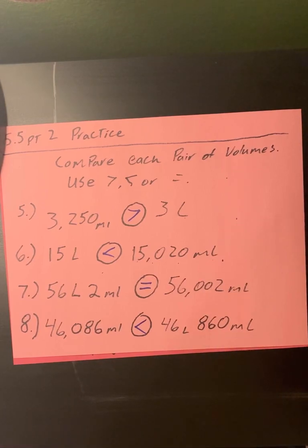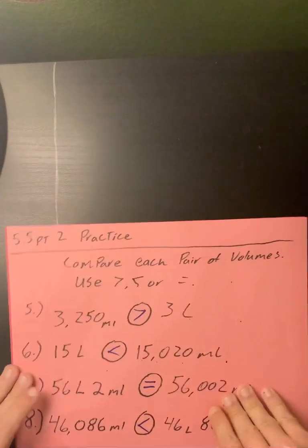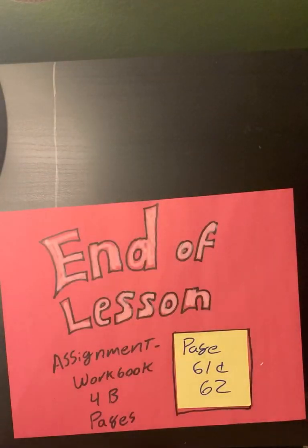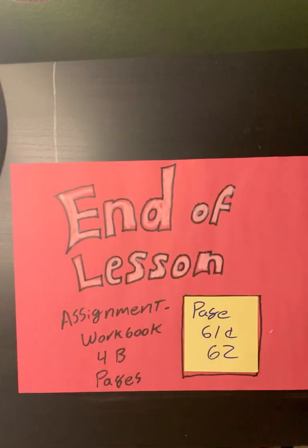Okay? So that will wrap up today's lesson. Your activity page in your math workbook 4B will be page 61 and 62. You can look at in front of those pages for the same example problems that I showed today if I wasn't 100% clear.